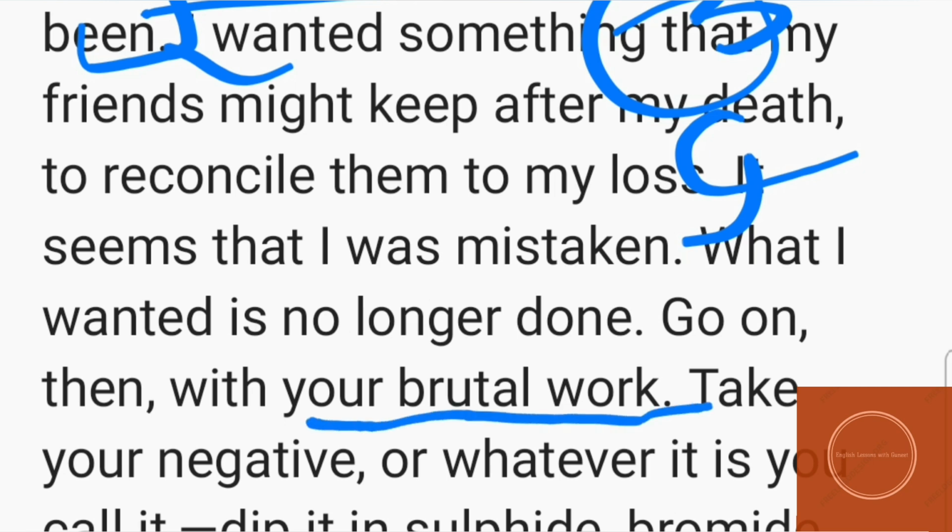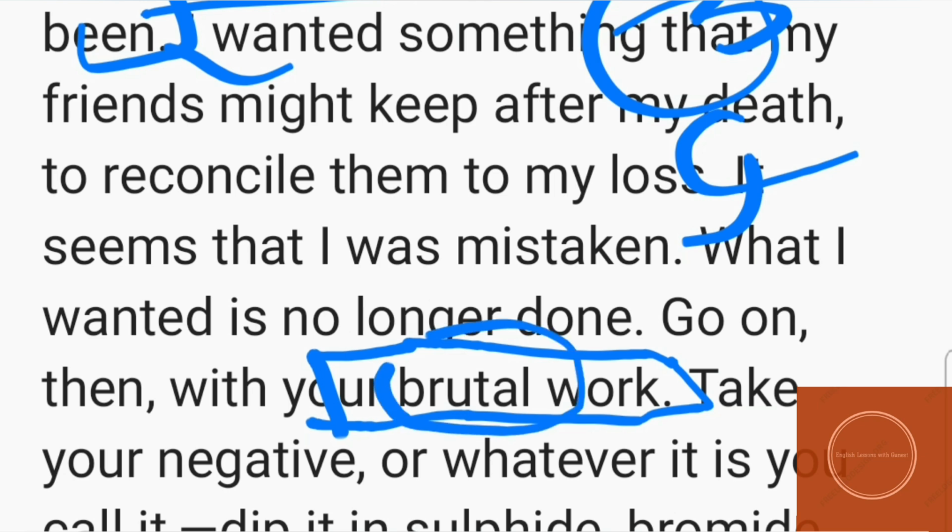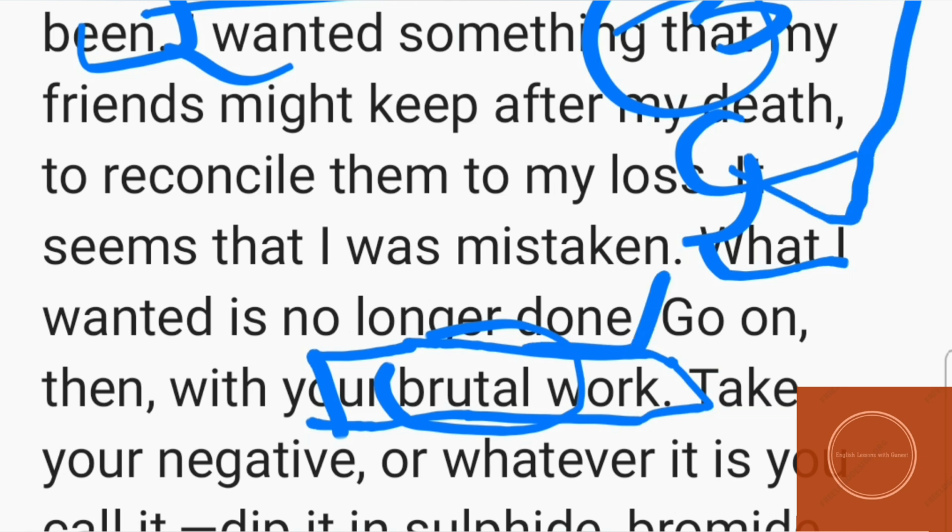Now, this is a very important line, we can say a very important phrase that is there, that go on with your brutal work. So, brutal here means merciless work. If we study the first line that is there, that what I wanted is no longer done, because these were the things for which he really wanted the photograph, but because of the adjustments, because of the editing and the special retouching effect that the photographer had done, the man did not get the thing that he really wanted. So that is why he said that what I wanted is no longer done.